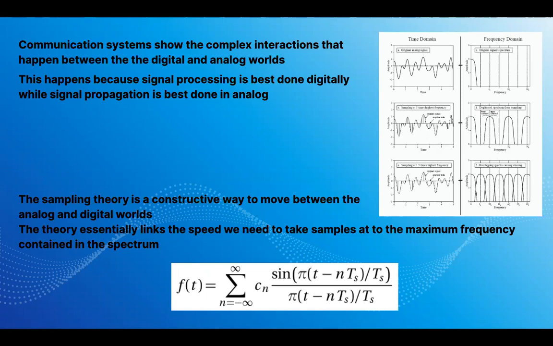And essentially, what we're doing is we're linking the speed that we need to take samples at to the maximum frequency in the spectrum. Right, so if we take samples at a specific frequency, which is a maximum frequency, and link the speed to it, we can actually form a digital wave that is fairly representative of the analog wave. And this shows how we can do that through a bit of calculus.